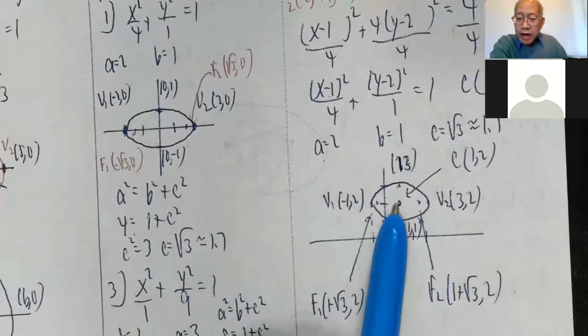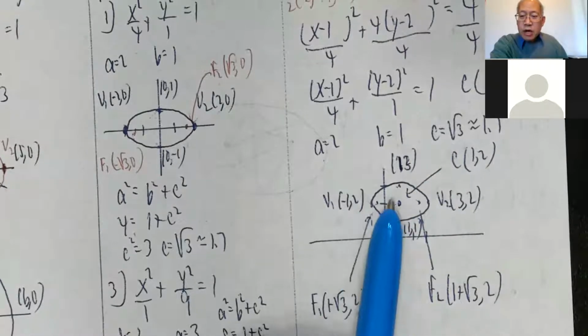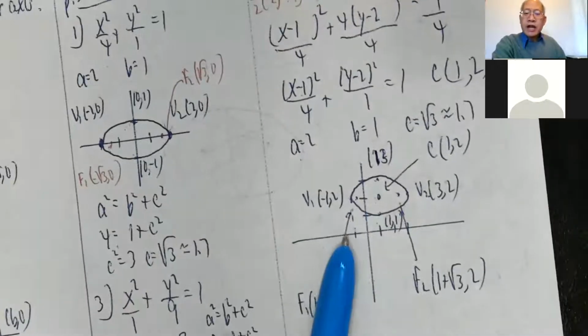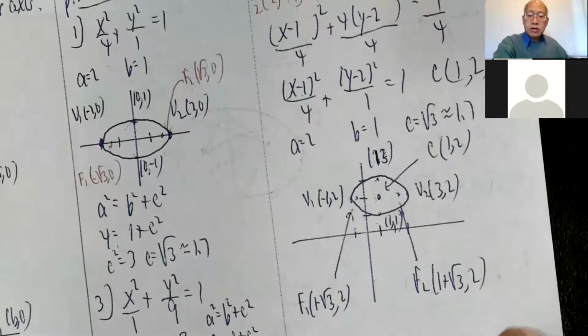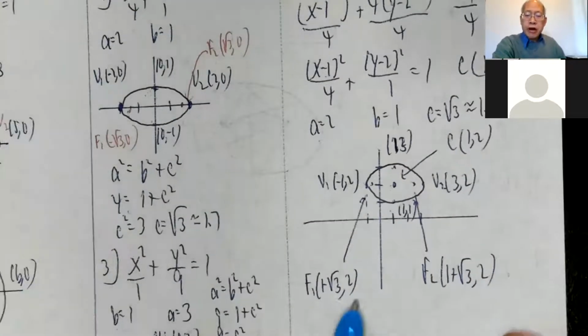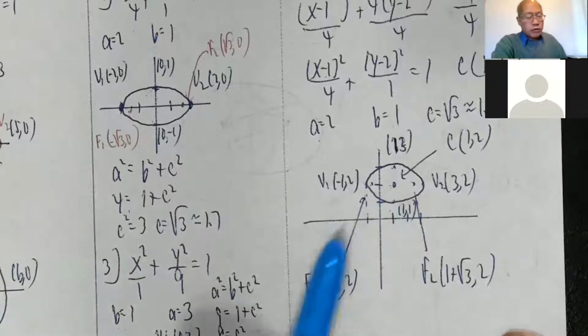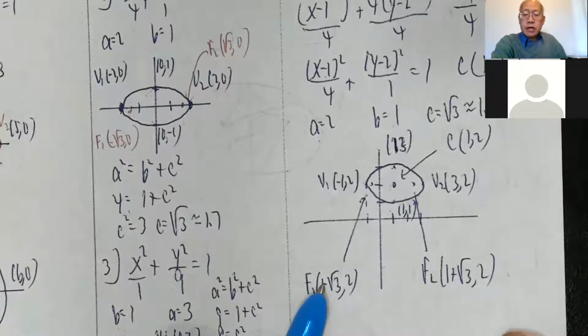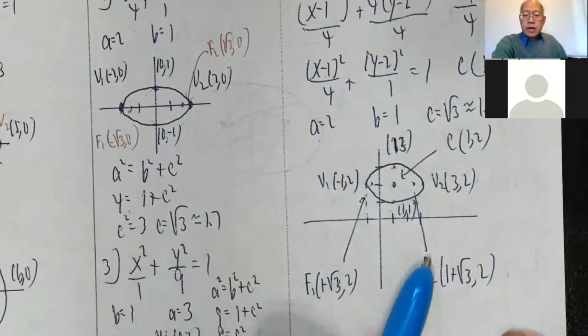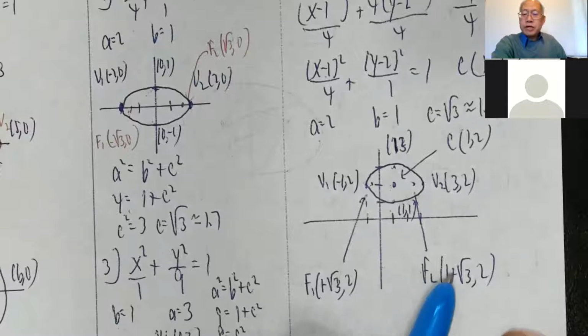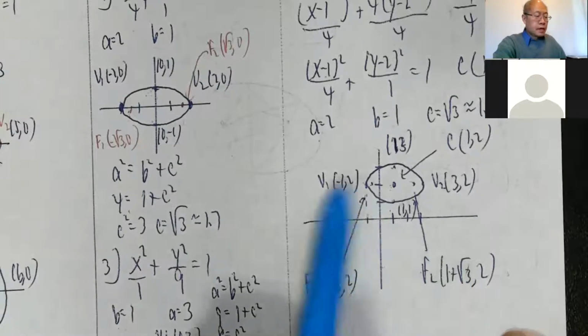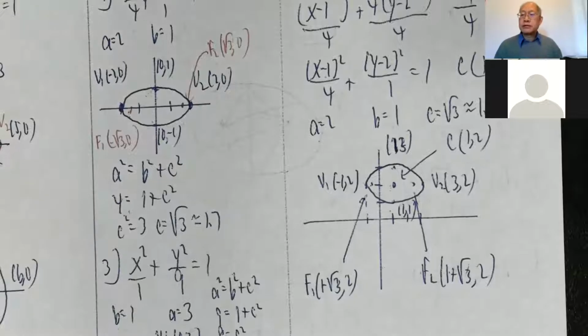So from the center, I go 1.7 to the left, 1.7 to the right, but I write it as focus 1, 1 minus radical 3 comma 2. I just subtract radical 3. So the only way I can say it is 1 minus radical 3, comma 2. And F2, focus 2, 1 plus radical 3, comma 2. And there it is. That's what my ellipse looks like.